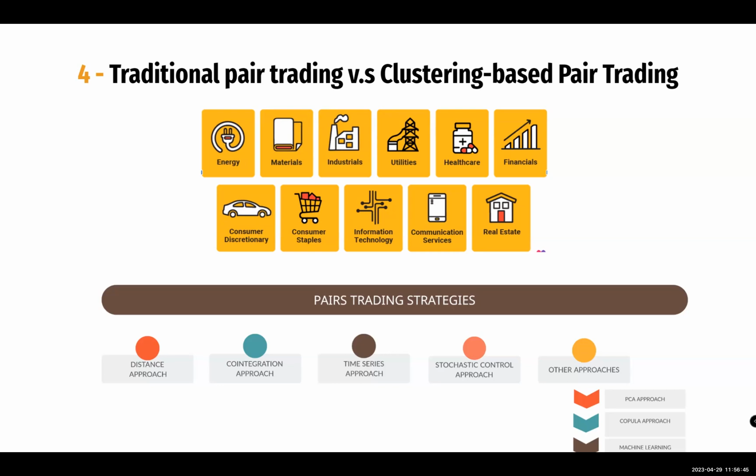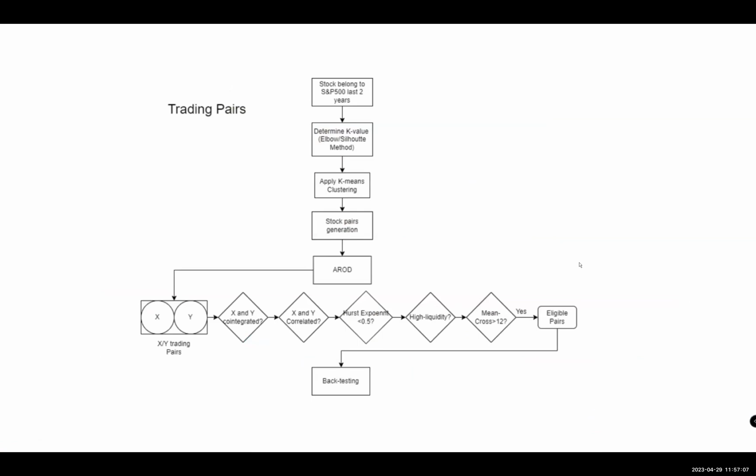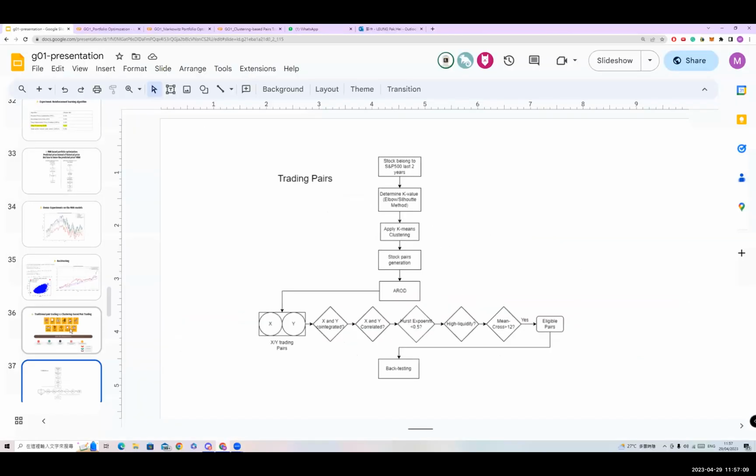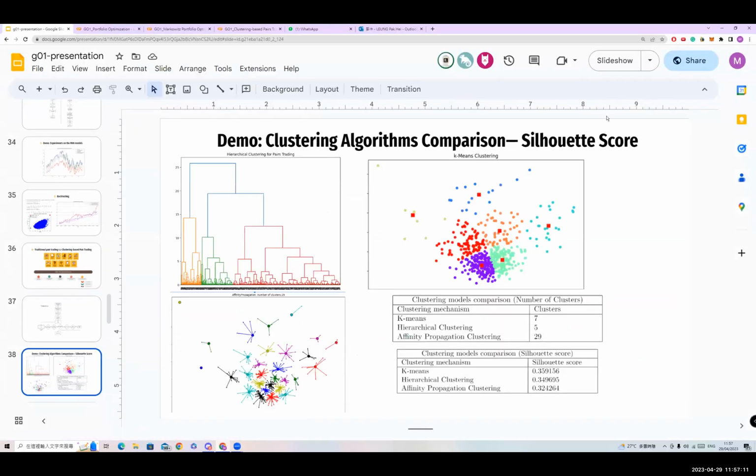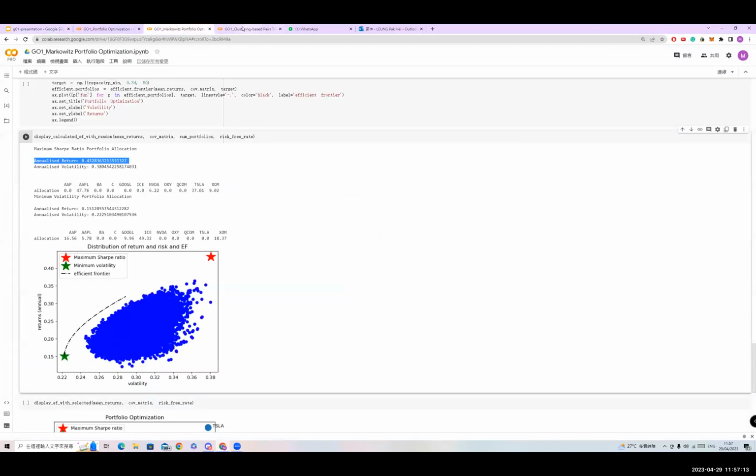Some other researchers also do pair trading using different traditional approaches, like the distance approach, co-integration approach, time series approach, and stochastic control approach. But in this project, we want to stick to the machine learning approach and see how it performs, and we choose clustering-based pair trading. But of course, we have to decide which clustering method to use, so we have to do an experiment again.